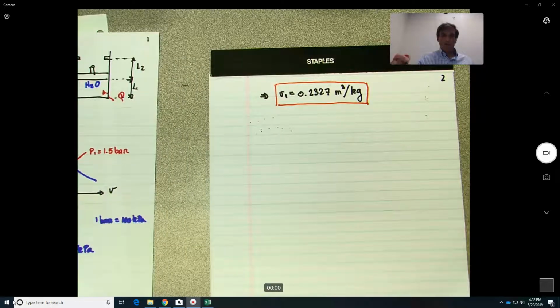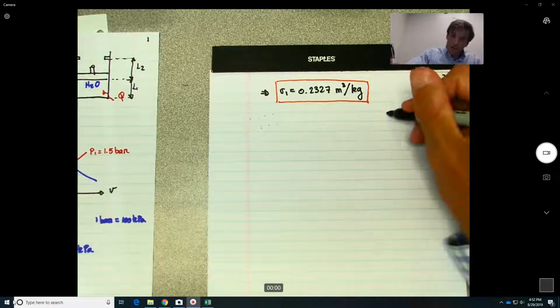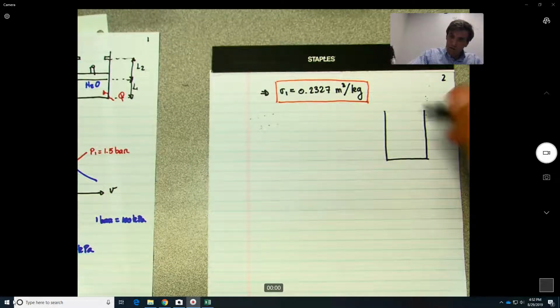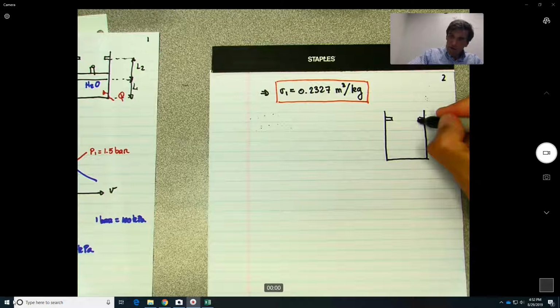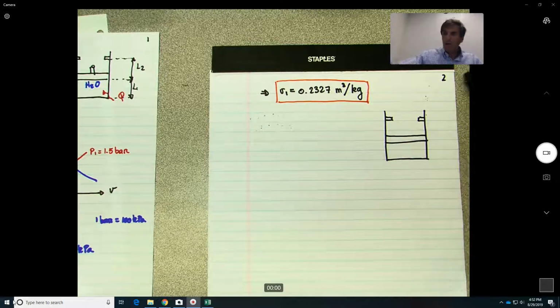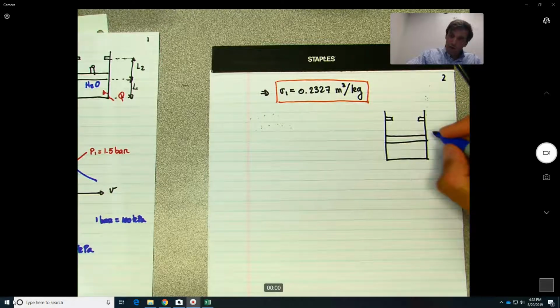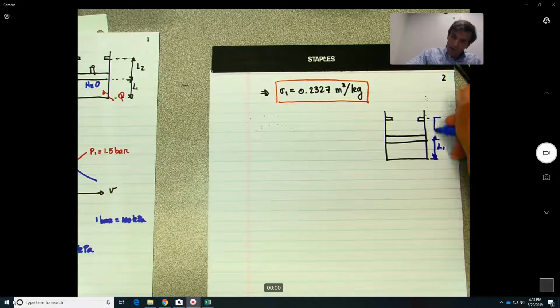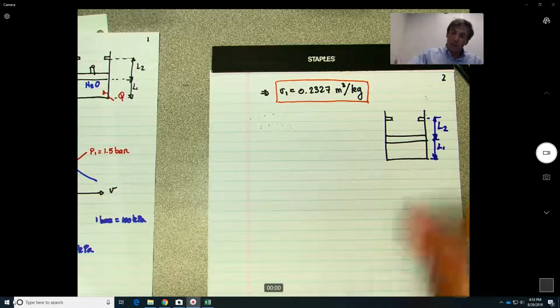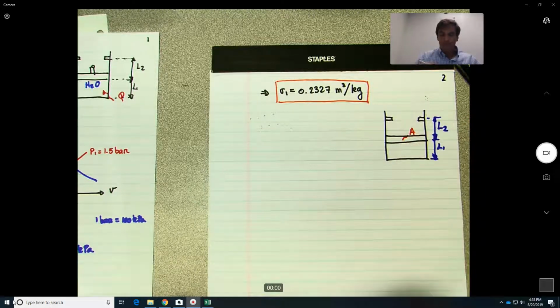All right, so let me just redo a quick figure over here. The stop is over here. We can put our piston over here. And we know this will be the distance L1. This would be the distance L2. Okay? And let's say the cross-sectional area of this piston is A.